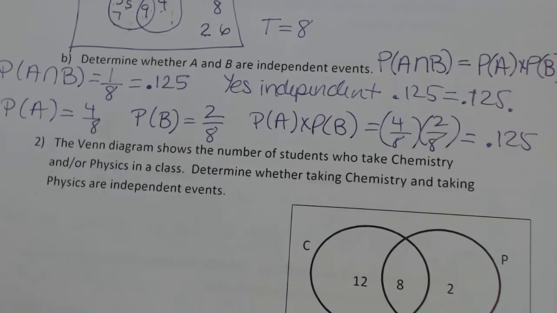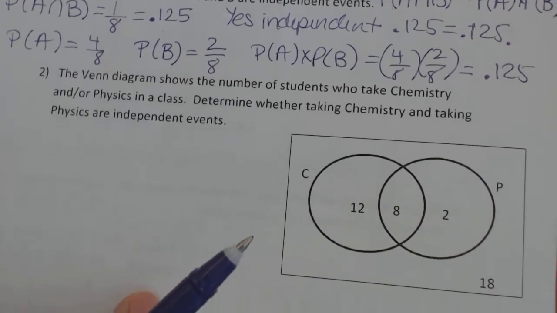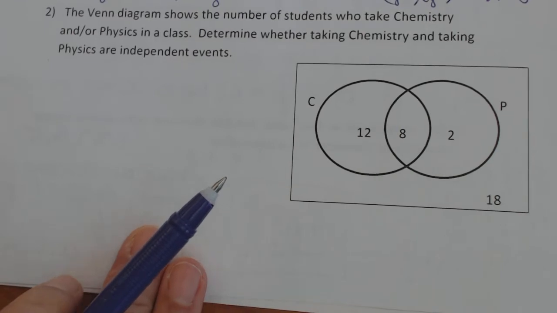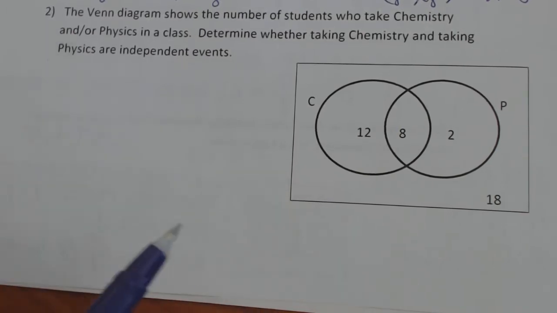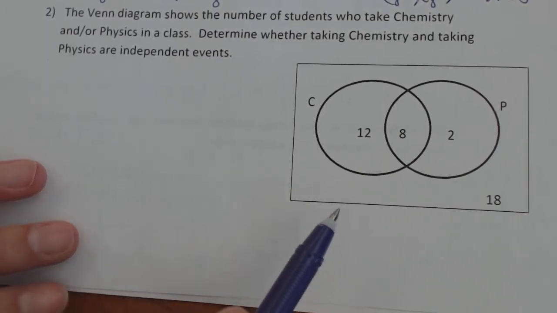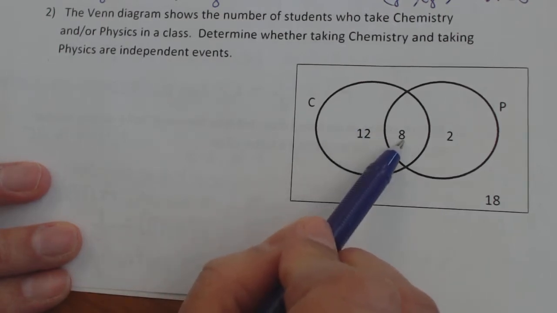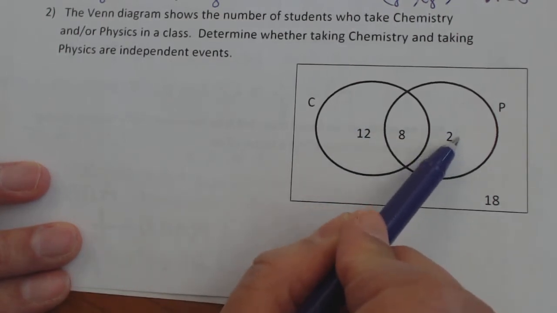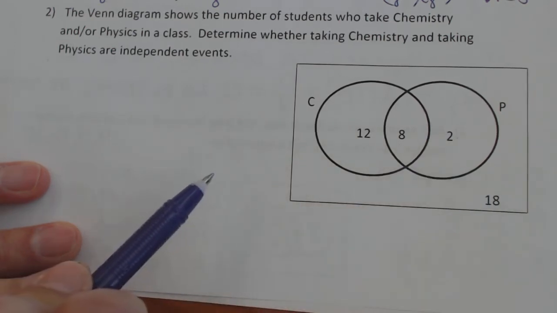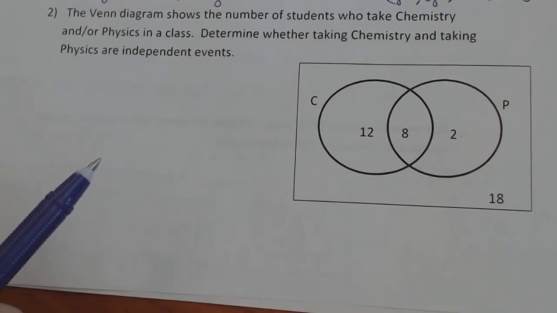All right, let's take a look at our last example. And so our last example, we're not looking at the actual numbers inside. They gave us the totals already. So they gave us for C, just C, it's 12. Both is 8, just P is 2, and on the outside, none is 18. So let's see what this question is about.